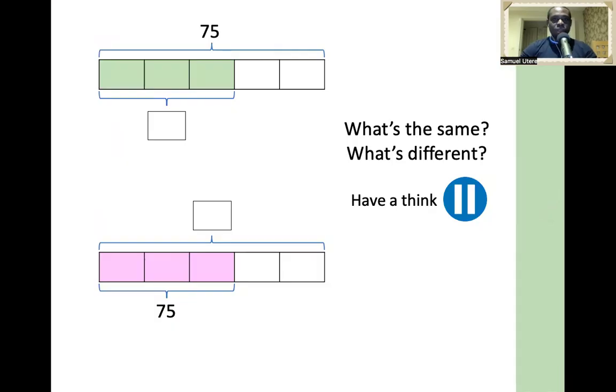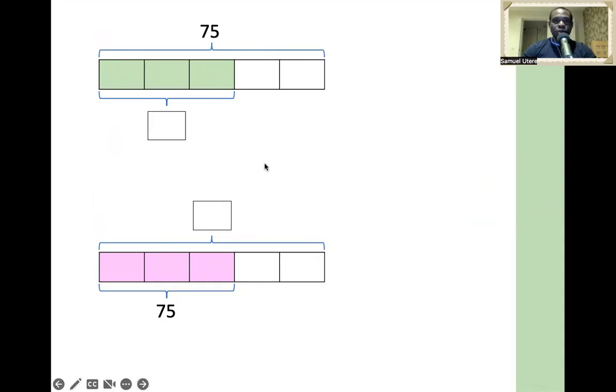For the first one, if you were asked what's the same and what's different, what would you say? Looking at the model, what would you think is different and what's the same? Well, what's the same is that we have 75 in each of them, but what's different is that they represent different portions of the same bar model. So for this one, you see that this can be written as 3/5 of 75. So we know what the whole bar model is.